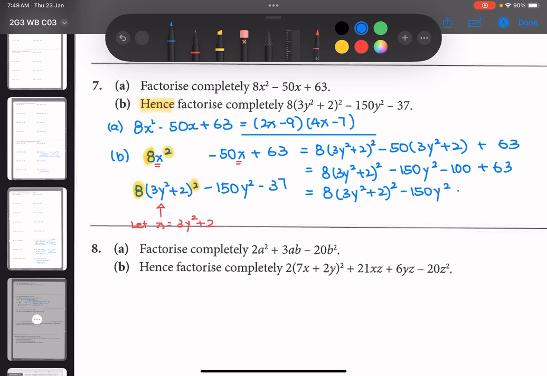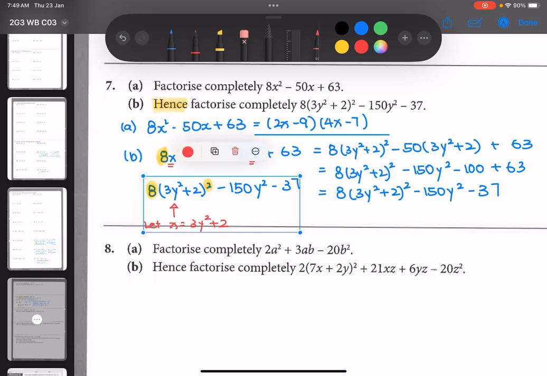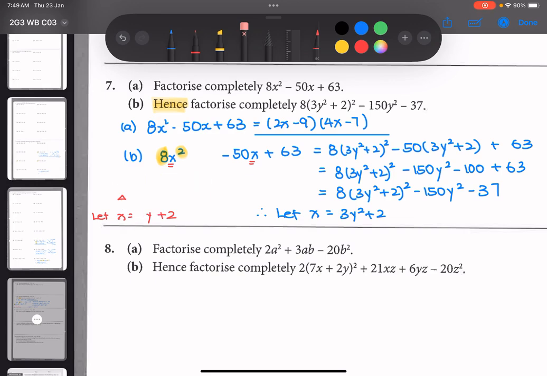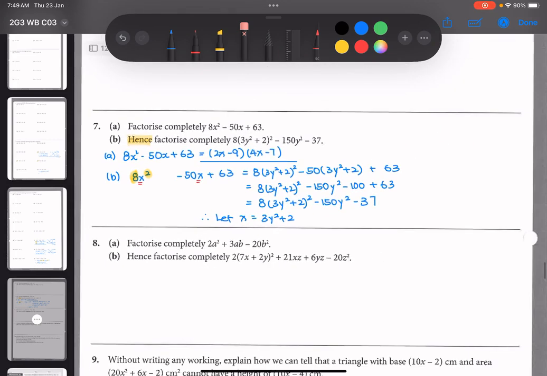Can you see why it's like that? Now it's the same. Which means I am supposed to be replacing my x with 3y squared plus 2. It's always that kind of replacement one. Shift this away. So based on that, I will say, therefore, let x equal 3y squared plus 2. Let me get rid of this now. And we are going to simplify. I'm out of space. I write at the side.